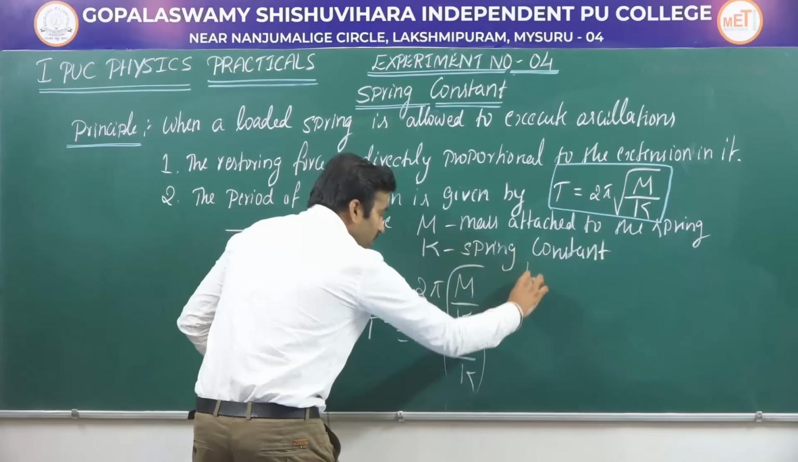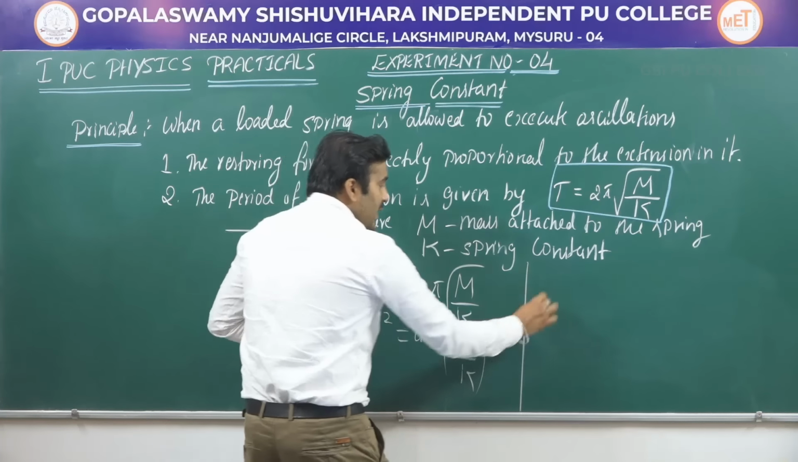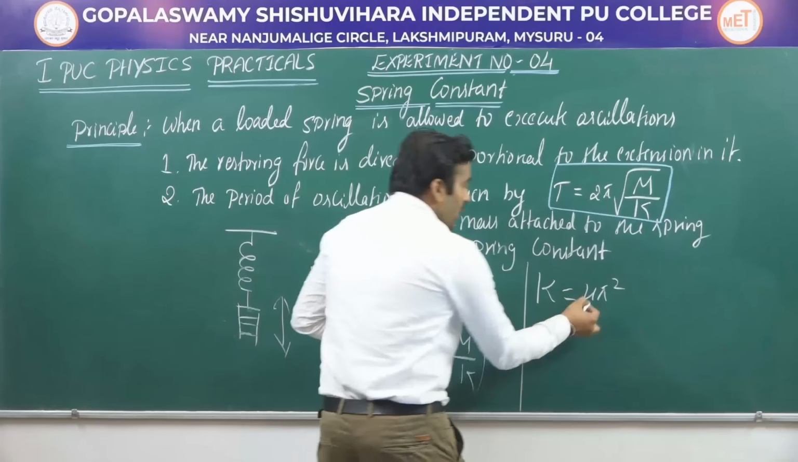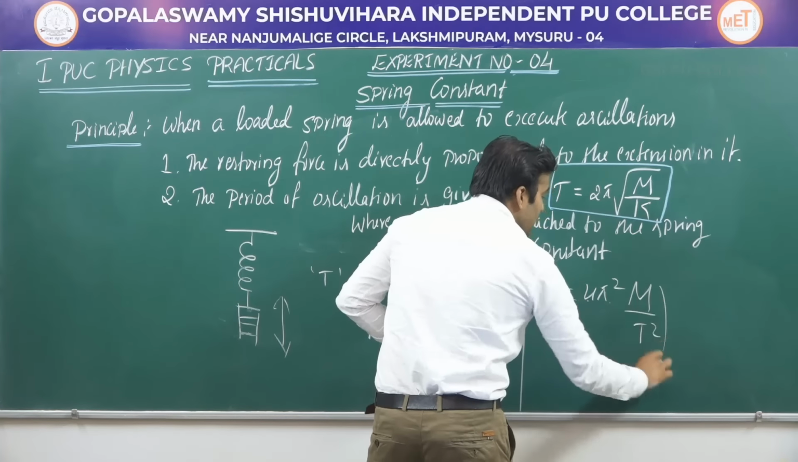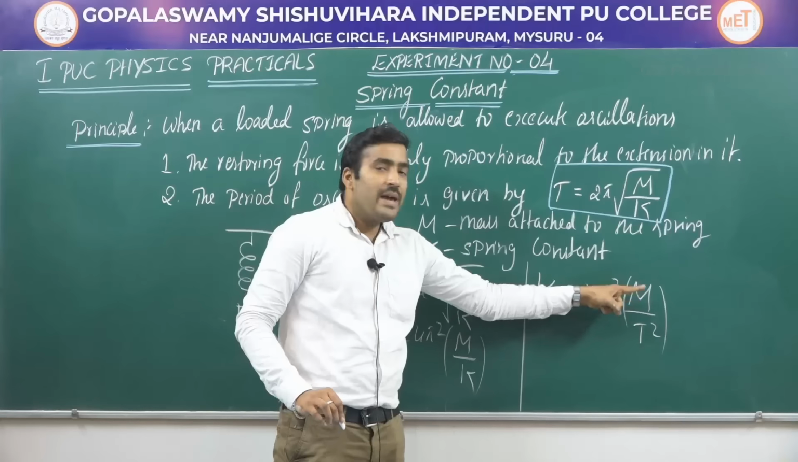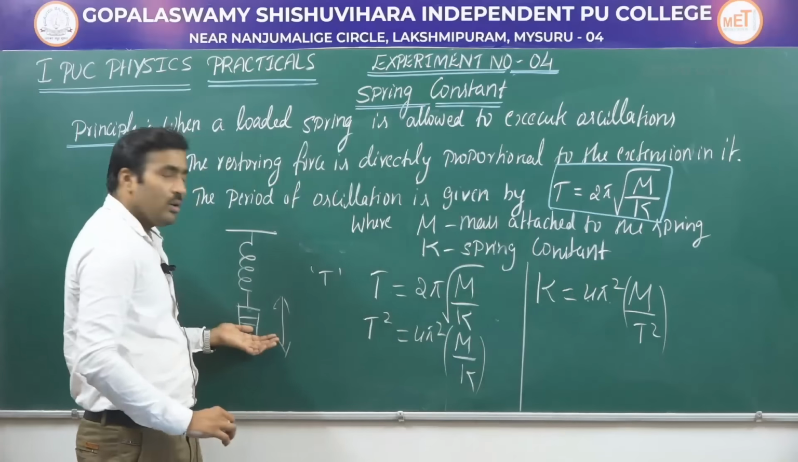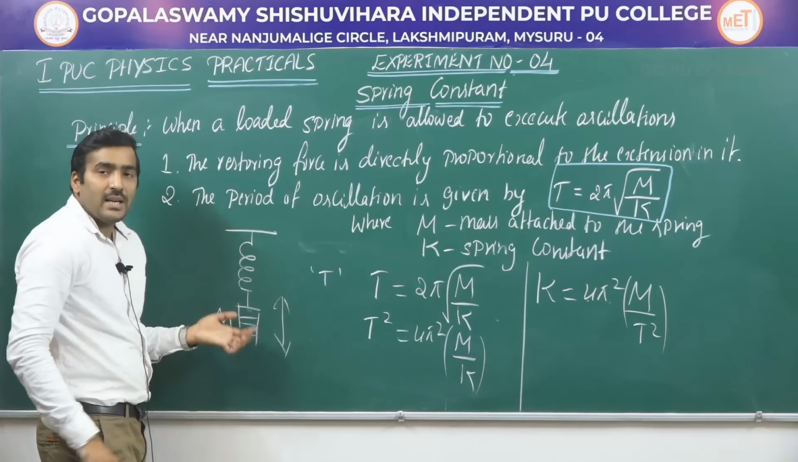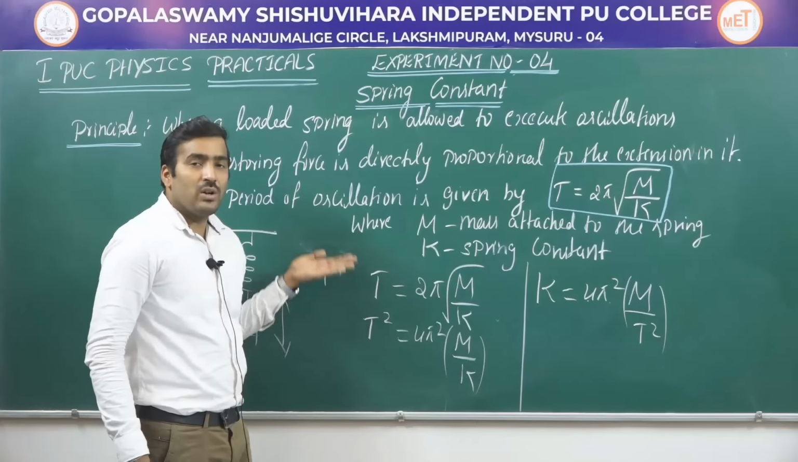Now, I want this k. How to find this k? k will be equal to 4 pi square into m divided by t square, correct? We get this expression. Now, what is this m? m is nothing but the load or mass attached to the spring. And this t is the time period of oscillation of that spring.